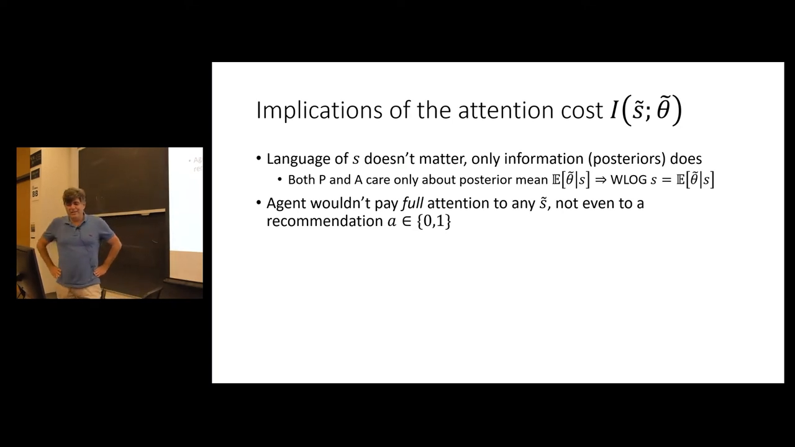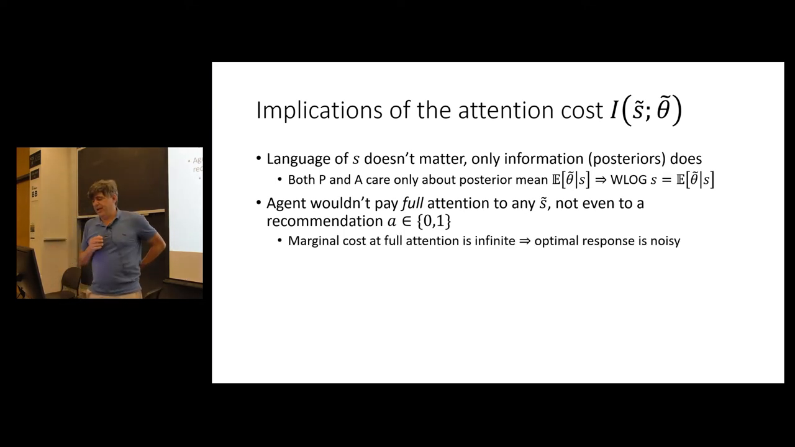Okay, now there are several implications of this particular form of attention cost, which seem intuitive, but still important to highlight. One is the language in which the signal is expressed doesn't matter, only information matters, only posterior beliefs. By the way, it's not true for other types of costs, but it's true for this cost. So this actually simplifies the problem. In this case, both the principal and the agent only care about the posterior mean. So the signal could just be the posterior mean of the state.